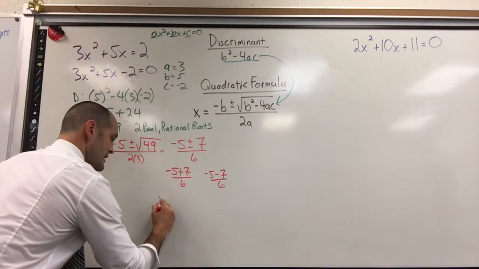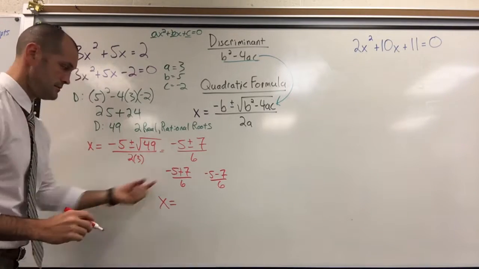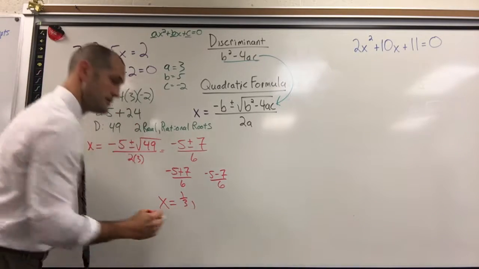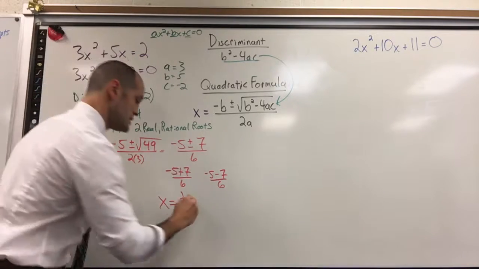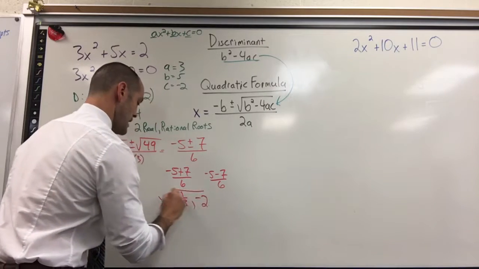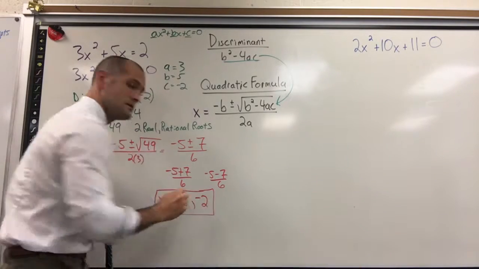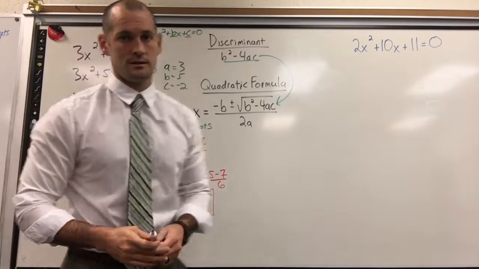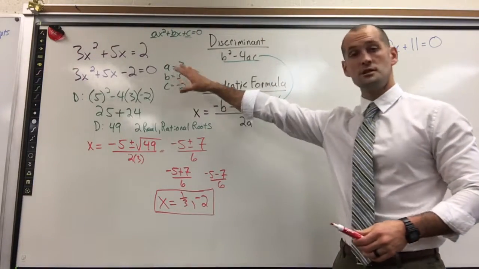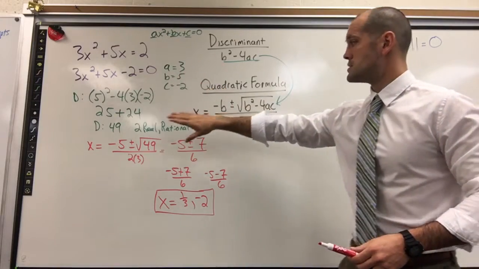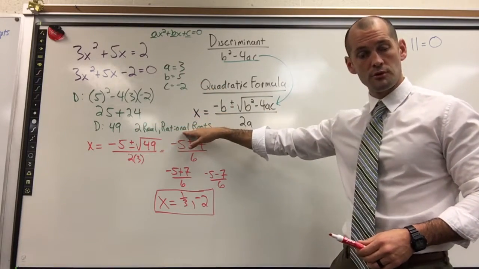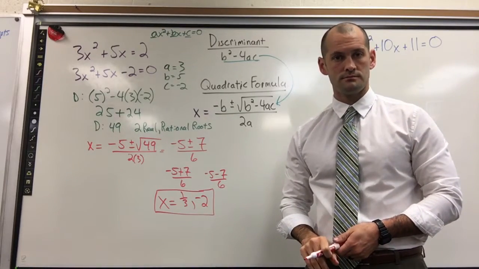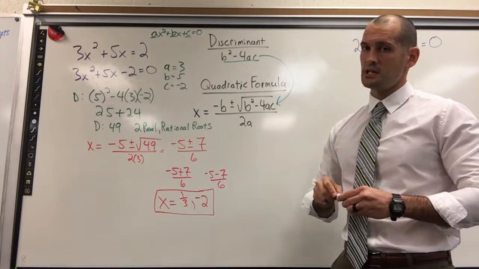So I arrive at my final answer. X equals, I'll get 2 over 6, which is 1/3. I'll get negative 12 over 6, which is negative 2. And those are my solutions / roots / x-intercepts. That's using the discriminant to determine how many and what type of roots, and then the quadratic formula to find my actual roots. Okay? Now, we're going to look at another one.